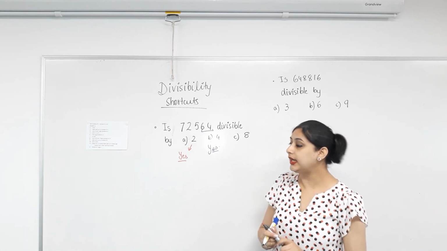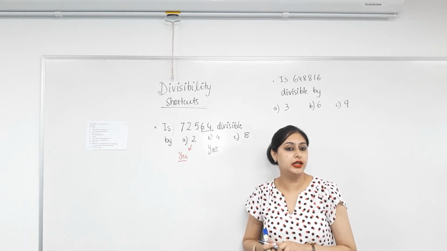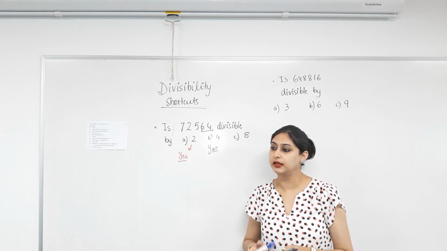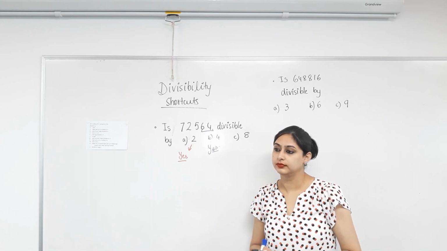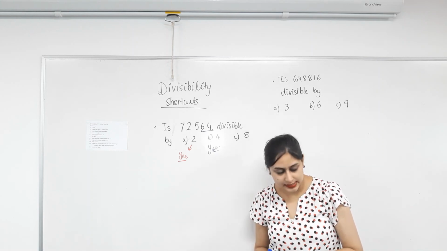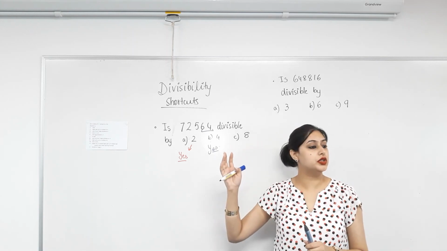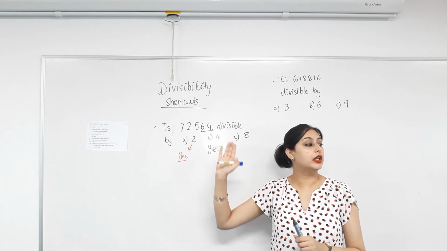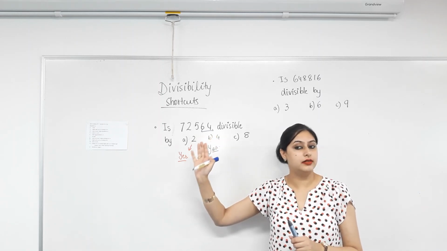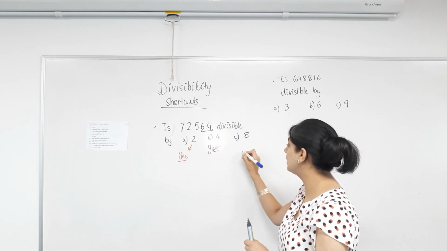Next one. 8. Read the divisibility test for 8 please and raise your hands. The number is even and last 3 digits are divisible by 8. Exactly. Now, again 2 conditions. Is this number even? Yes. Now, let's check if the last 3 digits are divisible by 8. What are the last 3 digits? 4.